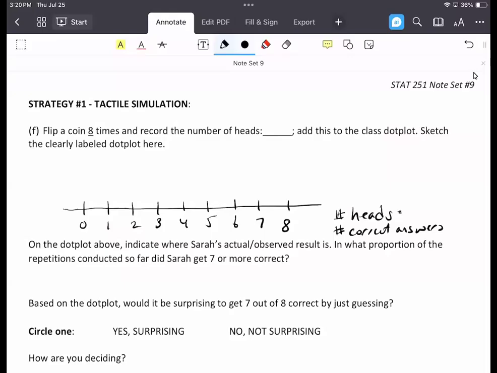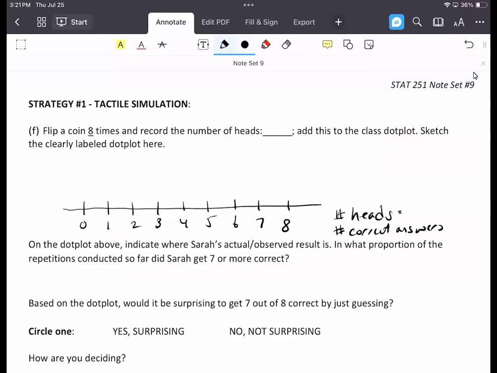So let's start with the tactile simulation. If you have a coin, that's great. If you don't, totally fine. I already flipped the coin because I didn't want it landing and annoying everyone as I flipped it 8 times. But take a coin, remember it's 50-50. And with Sarah, she either gets the problem right or she gets it wrong.